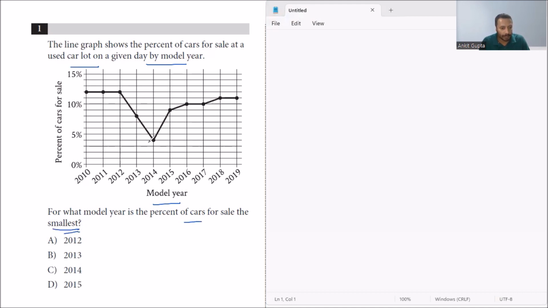So we have been given a line graph here, and we need to find when exactly it is touching the smallest value, right? Which is over here. So that will be in year 2014. So the answer will be option number C.